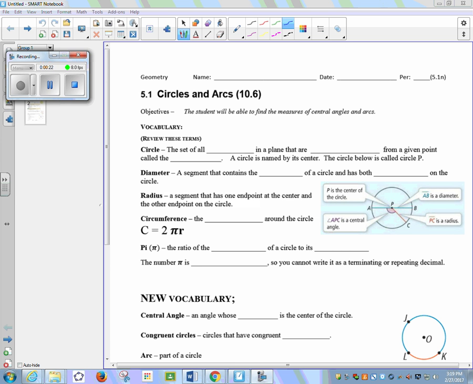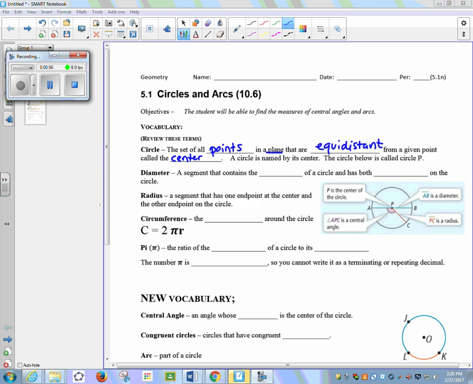For example, a circle, by definition, is the set of all points in a plane that are equidistant. Now, we may not have talked about the word plane yet, but that just is a term that means kind of all in the same flat surface. So we're not talking about something three-dimensional here, we're talking about something two-dimensional. Equidistant from a given point called the center.